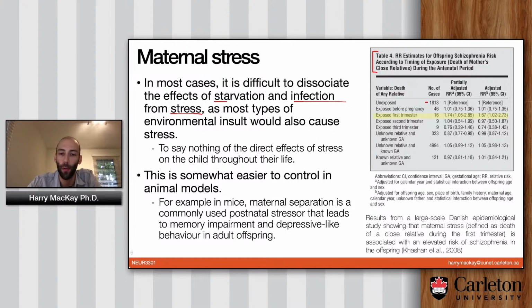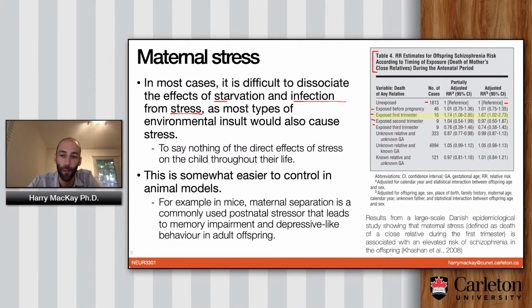And then if you look at when they were exposed, you can divide this up into exposed before pregnancy, the antenatal period, first trimester, second trimester, and third trimester. And then you can look at the relative risk of schizophrenia among children born to this cohort. If you take the unexposed group as your baseline, somebody in the unexposed group has as much risk of developing schizophrenia as any other random person from the population. You set that as a relative risk of 1.